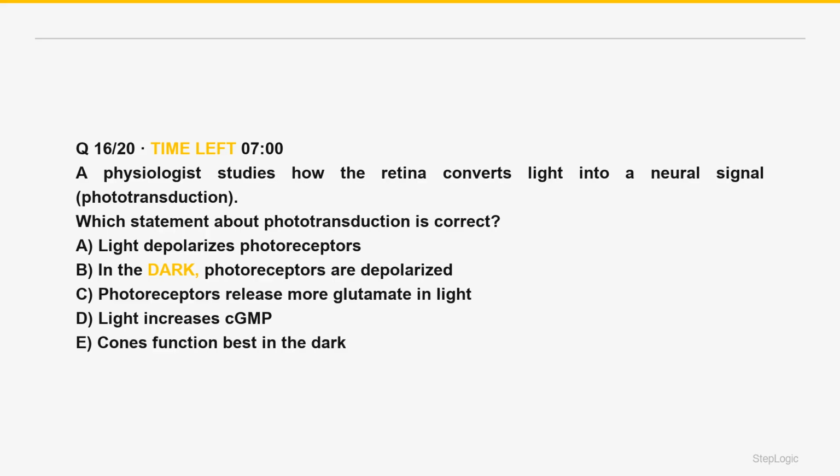Read the command. Which phototransduction statement is correct? Dark: depolarized, cGMP opens Na+ dark current. Light leads to rhodopsin, leads to transducin, leads to PDE, leads to decreased cGMP, leads to closed Na+ channels, leads to hyperpolarization, leads to decreased glutamate. Rods dim, cones color.